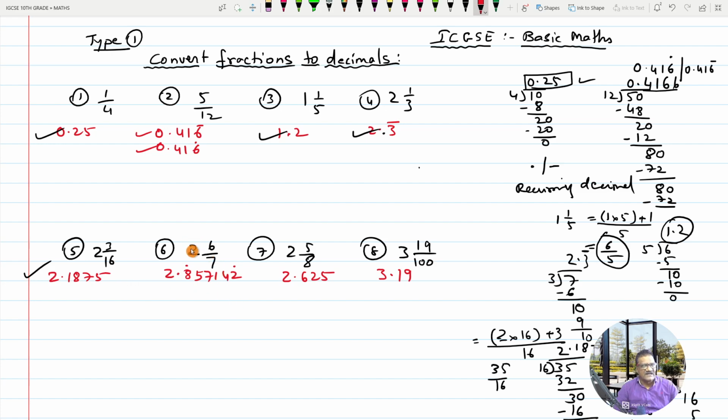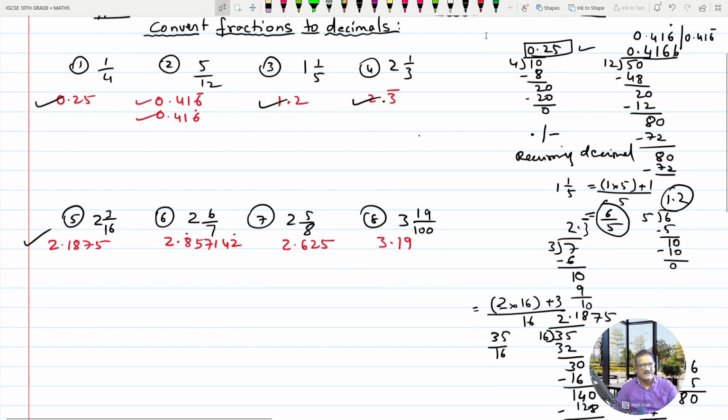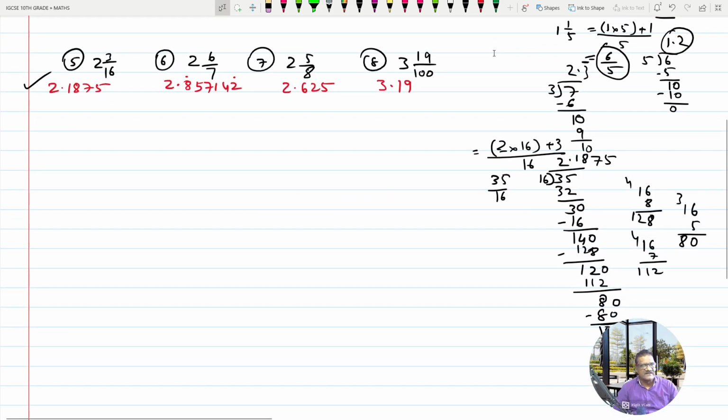Now let us try this 2 6/7. First we'll convert it into an improper fraction. So 2 into 7 is 14, 14 plus 6 is 20. So it will be 20 upon 7. So let us try the division, 20 divided by 7, and see what we are getting. 7 threes are 21, so we'll start with 2. 7 twos are 14.